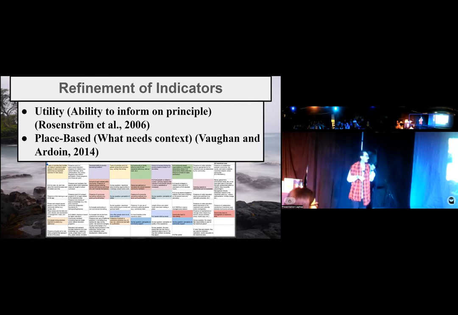And then we wanted to refine the indicators that we had after that reduction. We wanted to really look at the utility, the ability to inform on a principle. Is it actually telling us something valuable that we can use to interpret the state of the principle or not? And then that place-based context.